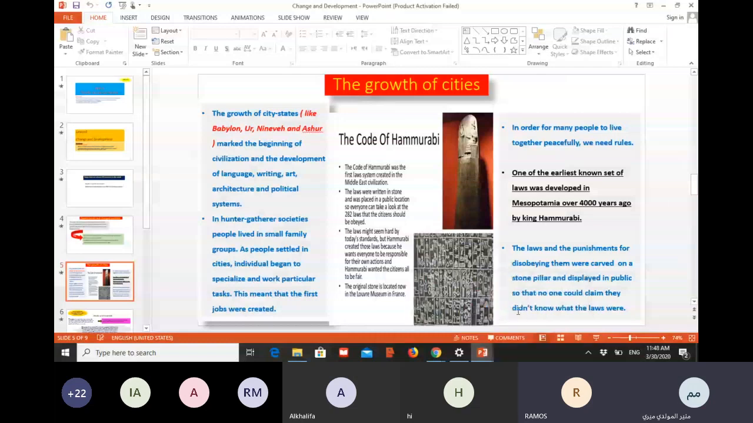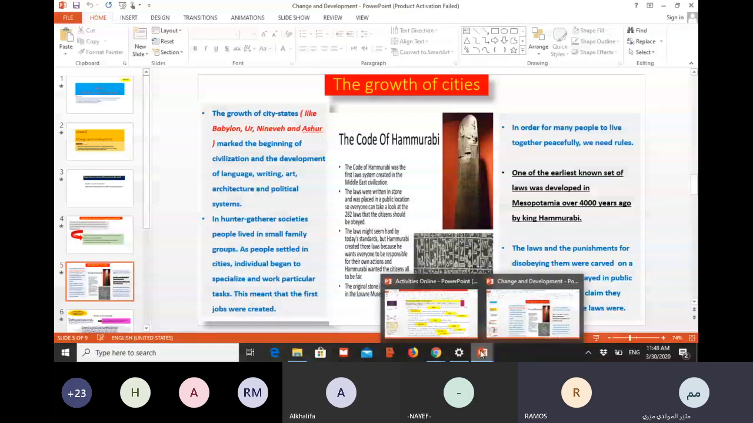That it means that the growth of cities have changed a lot of things in life. Yeah. So, where were the first cities that appeared in Mesopotamia? Can you give me examples of cities that appeared in this area? I said, can you tell me about the different examples of different cities that appeared in the area of Mesopotamia?